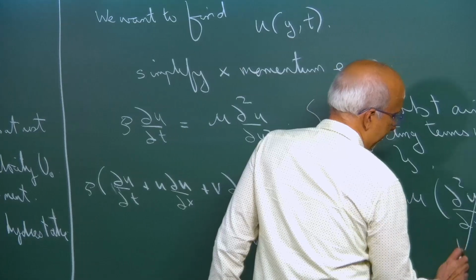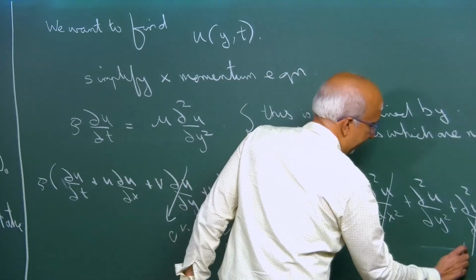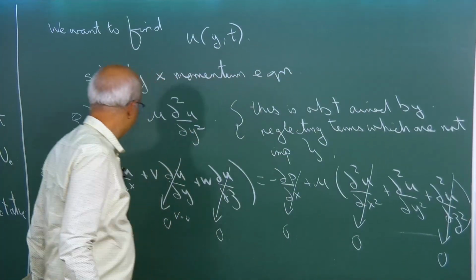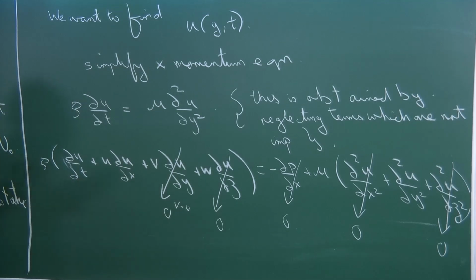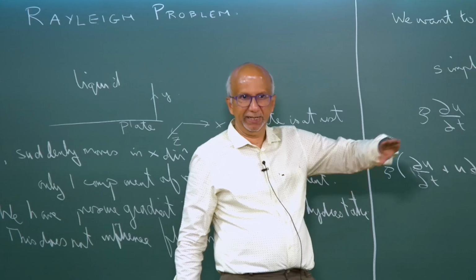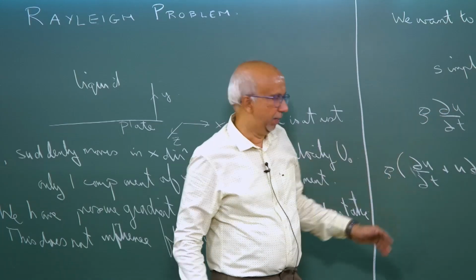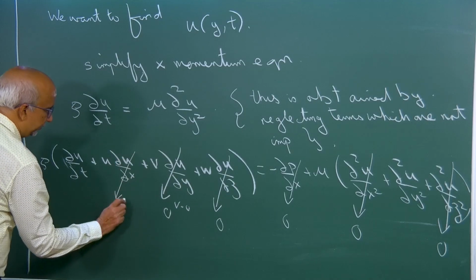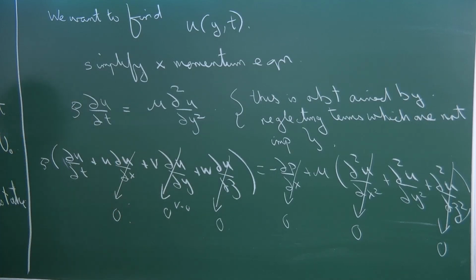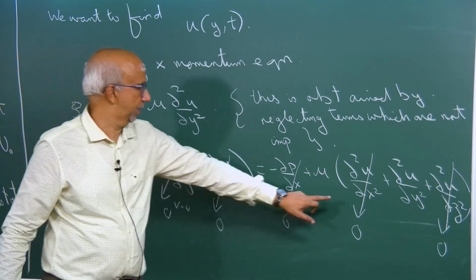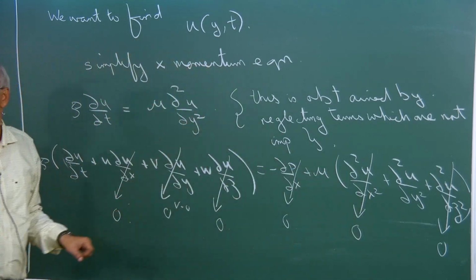And again infinite in x, infinite in z, so it goes to 0. Here again u is not 0 because I need u, but I am saying there is no change in the x direction because it is extending to infinity in the x direction. So, this is 0, this guy is 0. Okay. So, the only two terms which are remaining are this term and this term.